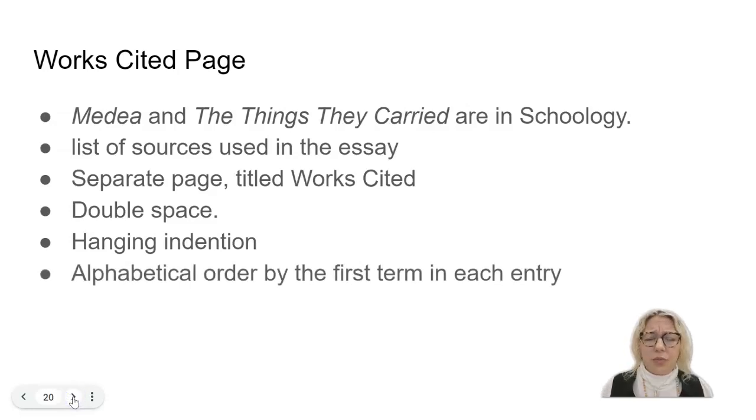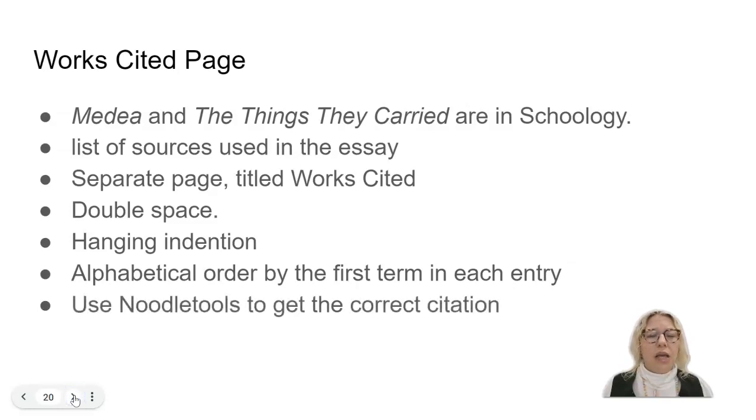There also should be an alphabetical order if you have more than one entry. Most of you are just going to have your one entry. You're just going to have Medea. You're just going to have The Things They Carried. But if you have more than one, then you're going to alphabetize based on the first word of each entry. And if you are citing a source other than Medea and The Things They Carried, then you'll have to use Noodle Tools or some other app that will help you format the citation correctly.